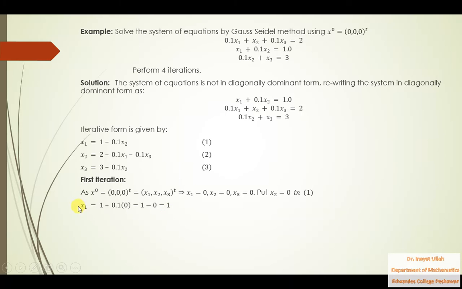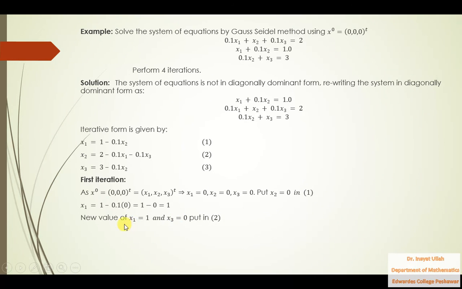This is the updated value of x1. Now in the coming steps, whenever x1 arises there, we need to use x1 = 1, not x1 = 0. Remember that this is the main difference between Jacobi's and Gauss-Seidel method. The new updated values will be used.